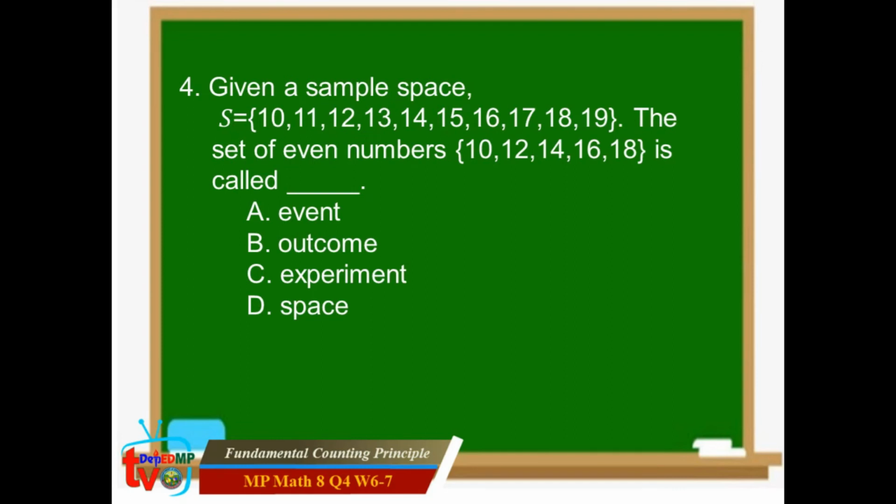4. Given a sample space, the set of even numbers 10, 12, 14, 16, 18 is called blank. A. Event. B. Outcome. C. Experiment. D. Space.